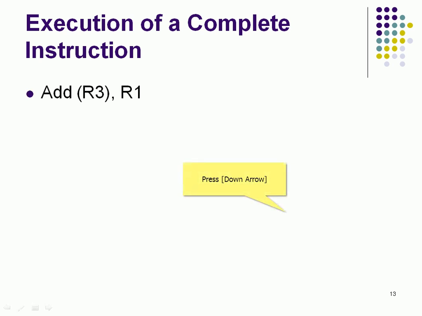So add (R3), R1, right? You can see this instruction. Add round bracket R3 comma R1. What is its meaning? R3 has some address. With the help of that address we have to go to the memory. So that is the indirect address. We have to go to the memory, search that location and bring the data for R3, right? Which indicates (R3) is the address of the operand.